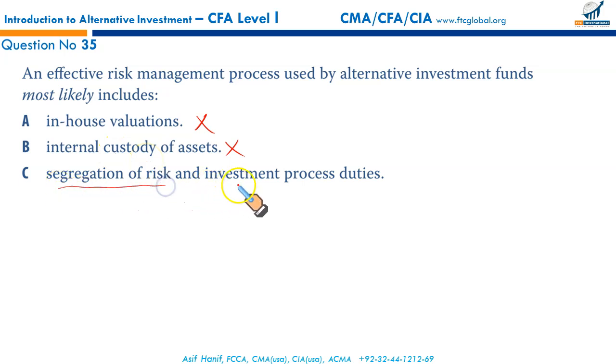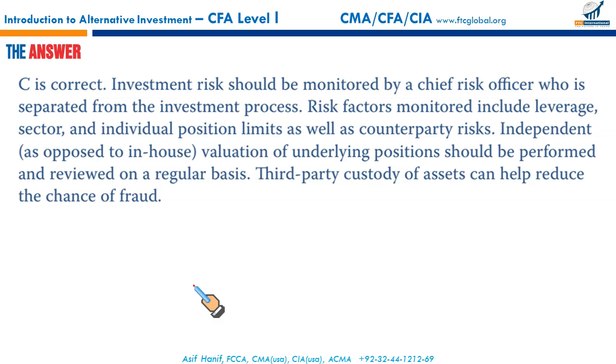Segregation of risk and investment process duties. That's the absolutely correct option. Investment risk monitoring should be done by someone else like chief risk officer, and this person should be independent of investment process. So there must be segregation between these two roles. So that makes C to be the correct option, and it ends your introduction to alternative investment.